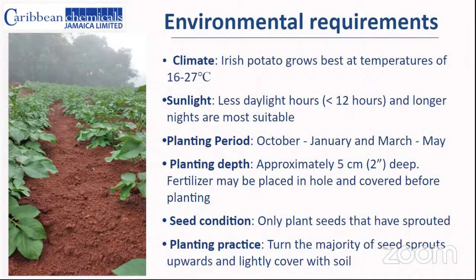Your planting period is usually between October and January, or the end of January if you're pushing it. But ideally, most farmers try to have their potatoes planted by the last week of December. Depending on where you are, a planting period can also take place between March and May. The planting depth, now this is in the furrow itself: you can sink the potatoes about 2 inches deep and lightly cover with soil.